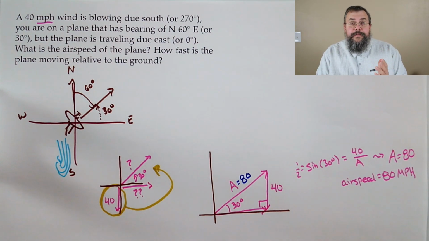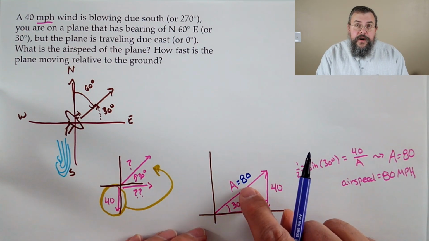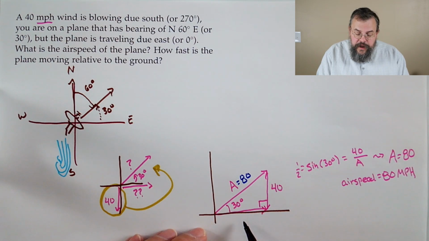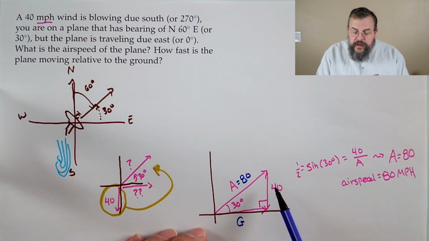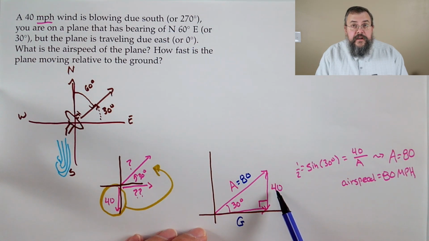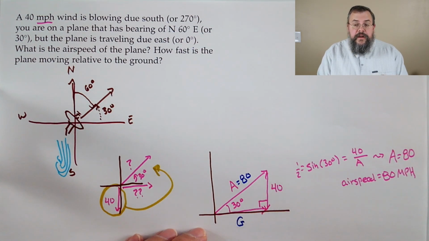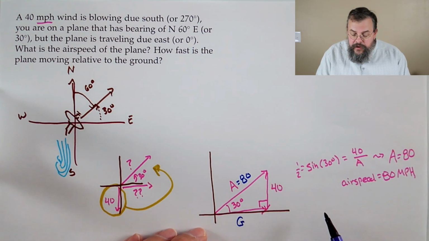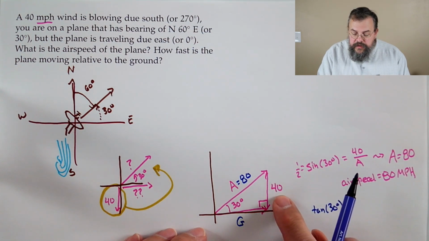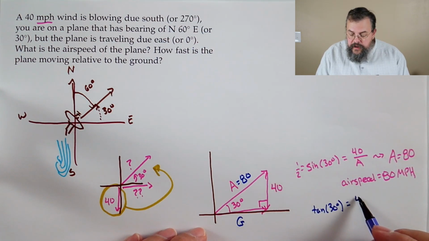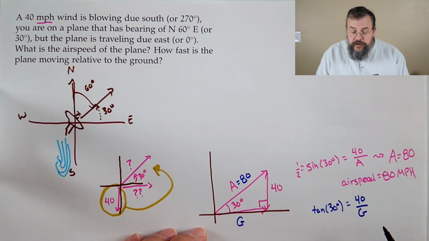Let's do a tangent just to emphasize that even if we didn't know what our airspeed was, we can still talk about finding this length here. The reason I say tangent is because we know the opposite side and we're after the adjacent side. Opposite and adjacent are connected by tangent. So we could say the tangent of 30 degrees is equal to our opposite, which is 40, divided by g. And g is what we're after.